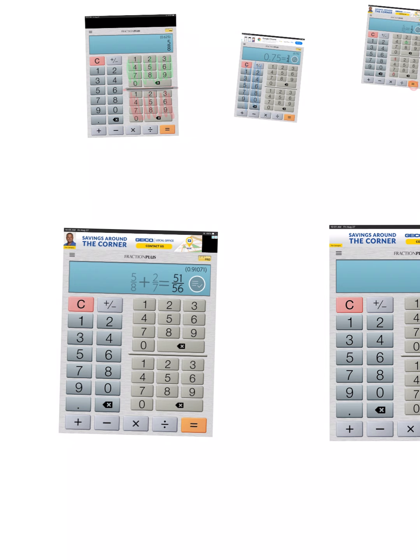There are YouTube videos about the fraction plus calculator if you want to have even more review of how to use it, but I'm confident that you guys will be able to use this calculator well on your own. So let's go to the next page and start using it.